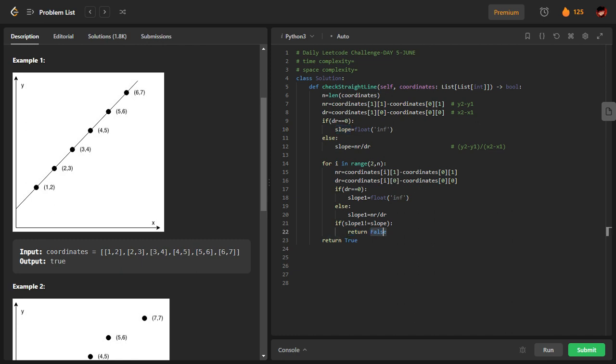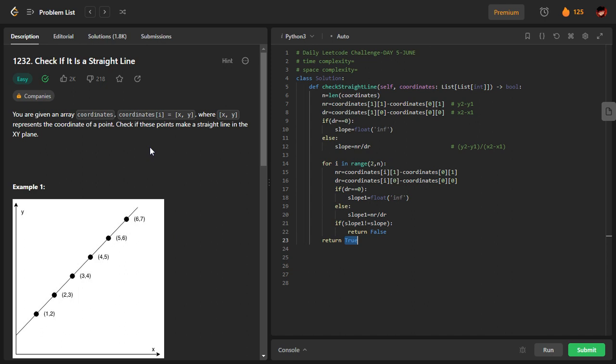This will continue. If no false is returned, finally we'll come to this and we'll return true. That is the basic idea of this question. So this question is purely maths. In the worst case, if you are really not sure what to do, you could have calculated the slope between any two pair of points, and the approach would have taken O of n square time complexity.